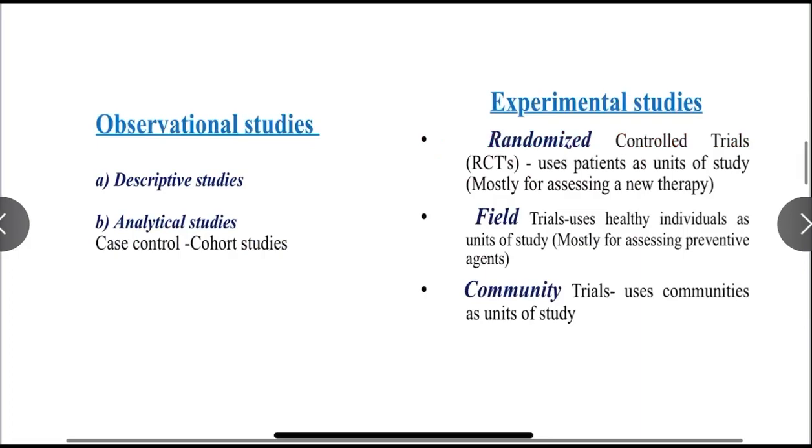Then in the field trial, we use healthy individuals as the unit of study, and it is mostly for a preventive agent, like for vaccination purposes. So we use healthy individuals to protect them from the disease. Then in a community trial, the communities are the unit of study. In this case, we do some intervention in some villages and we do not do the intervention in other villages, so we study community-wise.